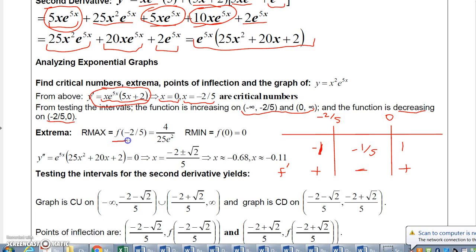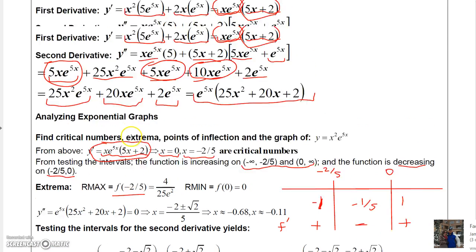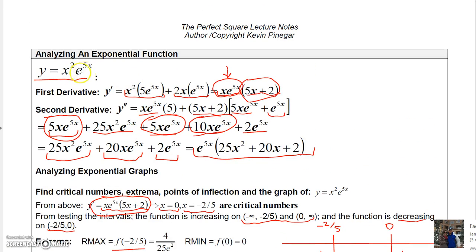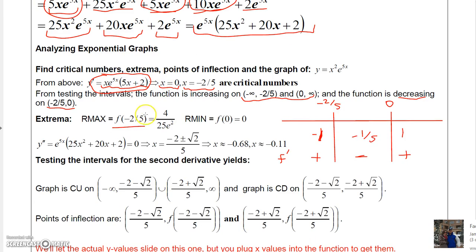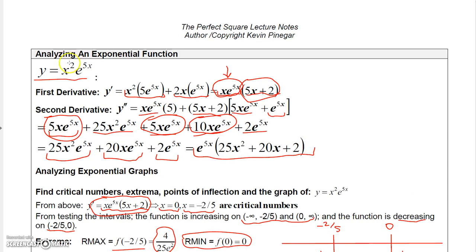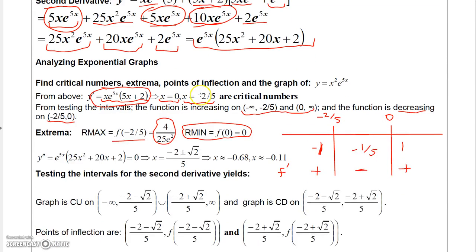So f of negative 2/5 is a maximum, and I got 4 over 25e squared by plugging negative 2/5 back up here into the original function. And that's the exact value of the maximum. Now the minimum is a little bit easier because, using the first derivative test, I see that 0 is going to give me a minimum, and plugging 0 into the function up there is pretty simple. You'll just get 0 squared times 1, which is 0.